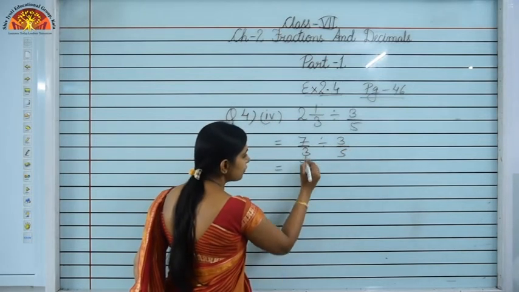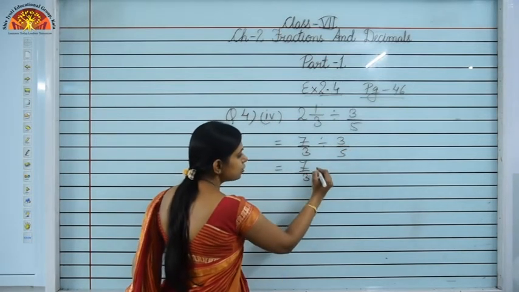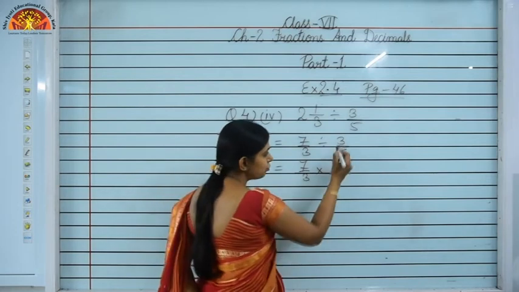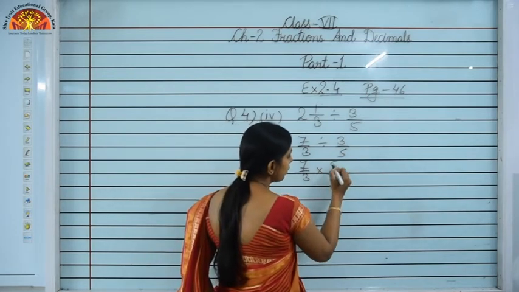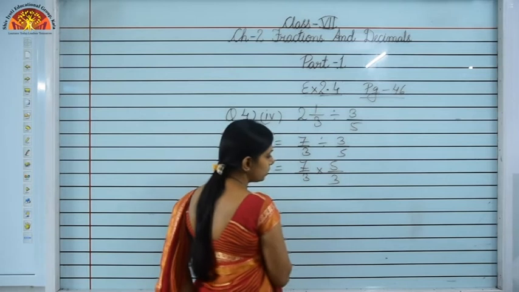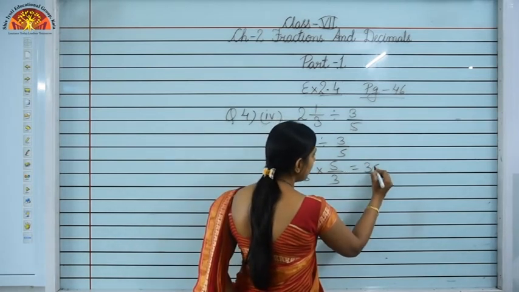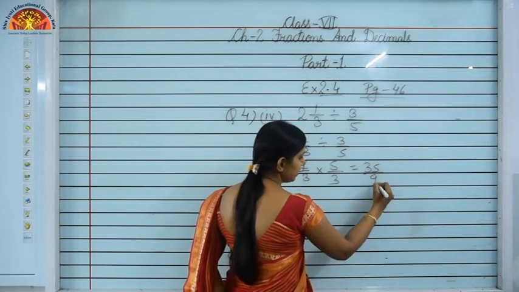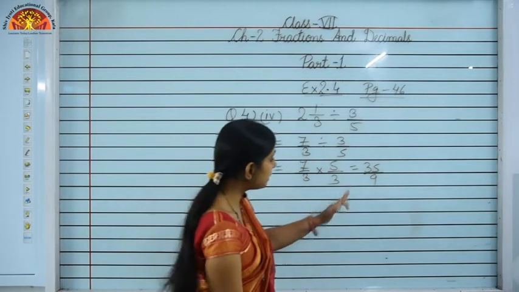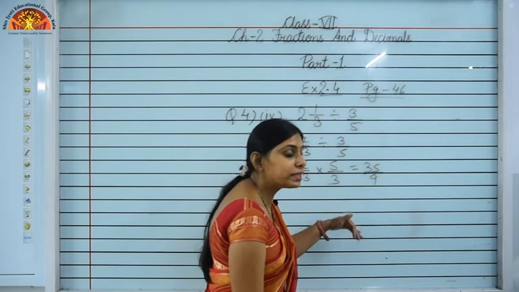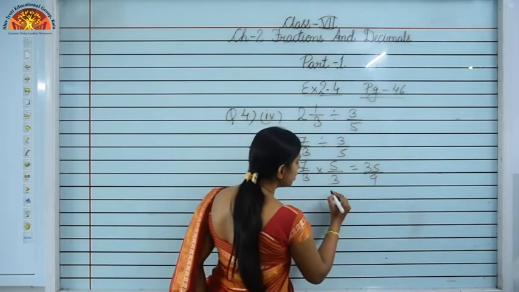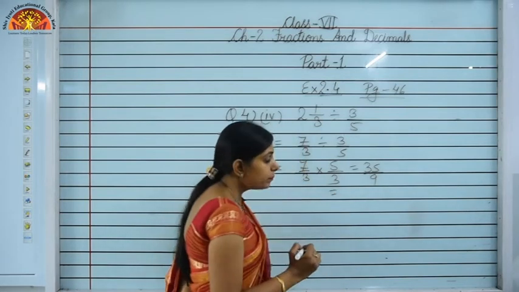Now first fraction remains as it is. Division sign change into multiplication. 3/5. So you have to take the reciprocal, that is 5/3. We can't simplify it further. So 7 5s are 35 and 3 into 3 is 9. Now you can see again children, it is a improper fraction. Numerator is greater than the denominator. So we will change it into the mixed fraction.